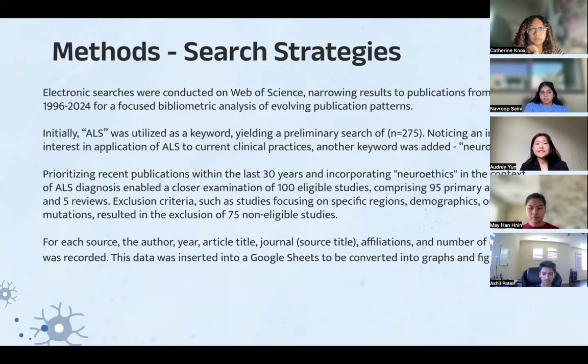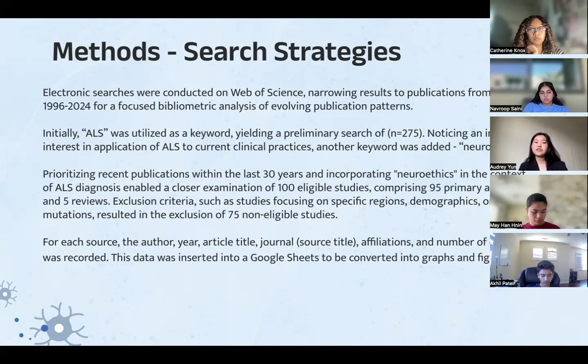In terms of the method search strategies, we conducted a Web of Science search by narrowing the publications from 1996 to 2024 to analyze any of the evolving publication patterns. And the initial keyword that we used was ALS, which initially yielded 275 results.